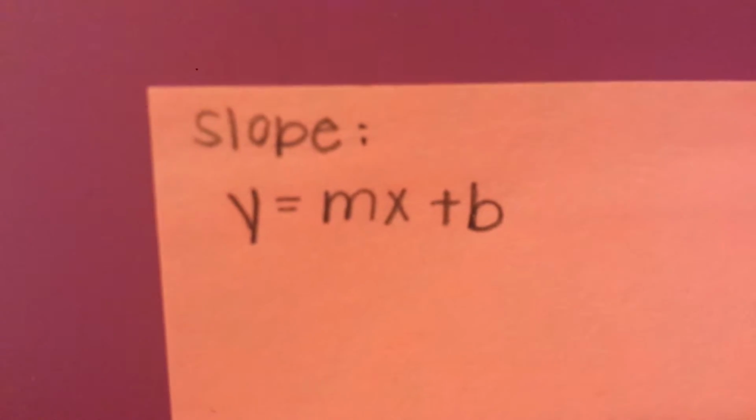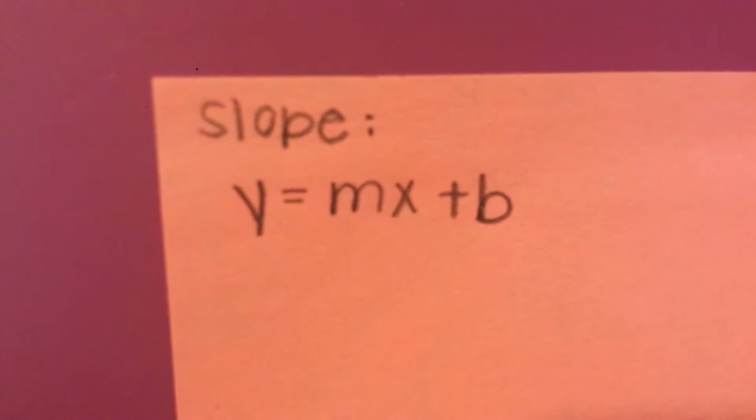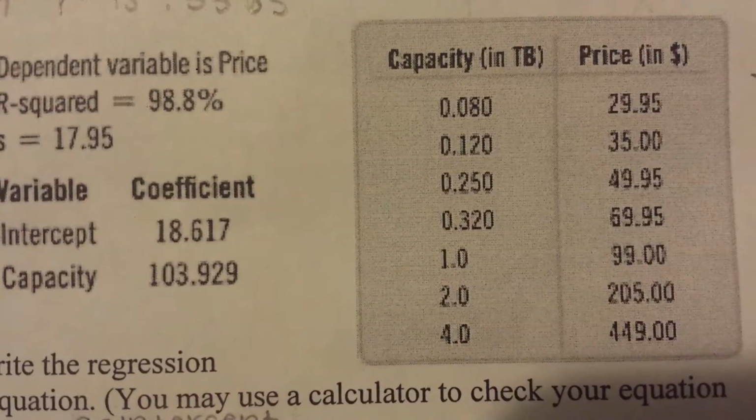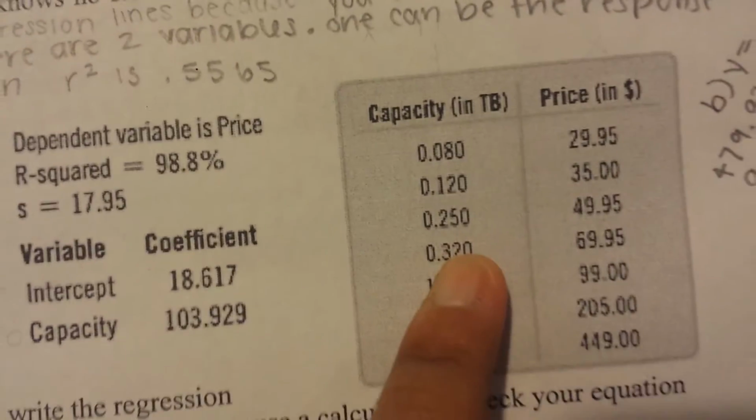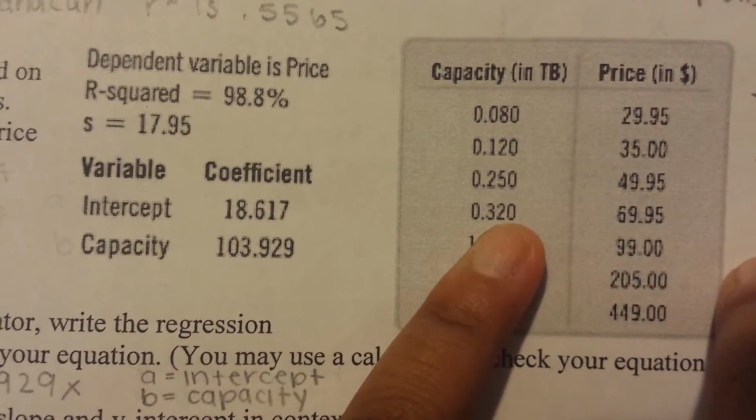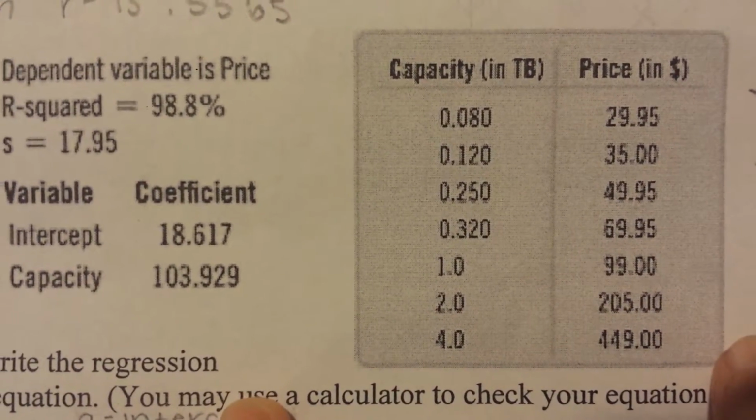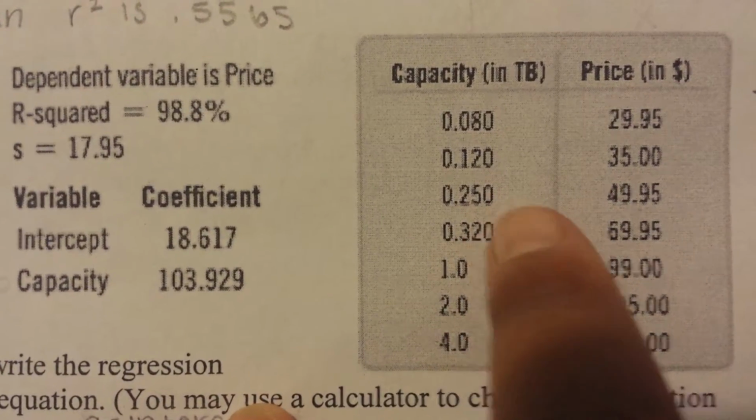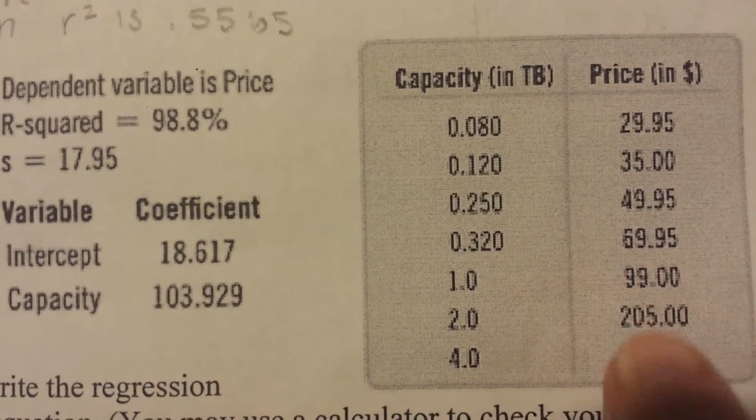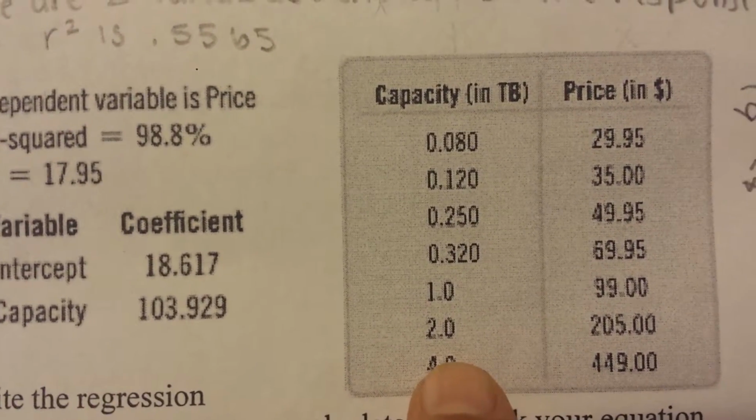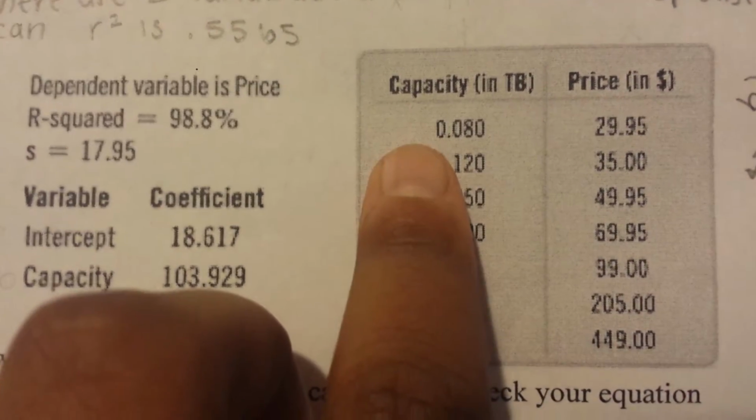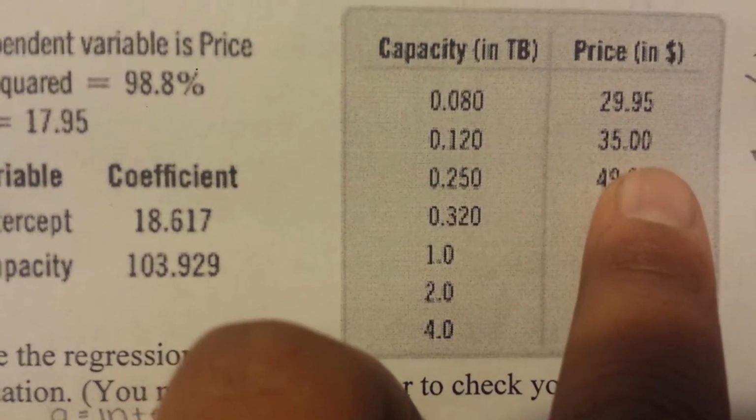For question A, we are going to use the slope equation, which is y equals mx plus b. To form this equation, we must know that our capacity is our x and our price is our y. We know that capacity is x because of response and explanatory. Our x is always going to be our explanatory. So the capacity explains the price.